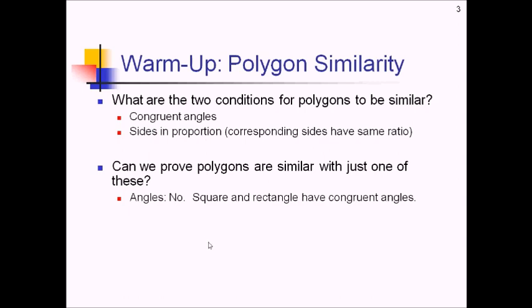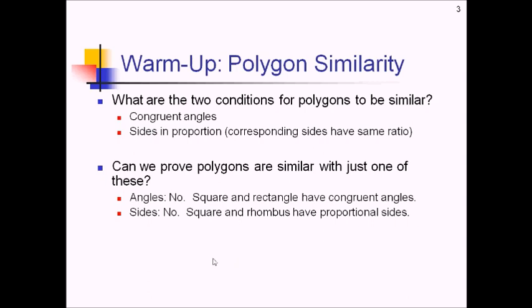Well, that isn't going to do it either, because a square and a rhombus have proportional sides. I mean, all the sides in a square are the same, all the sides in a rhombus are the same, so they're going to be proportional, but they don't always have the same shape, the same angles. So you need both of these to prove most polygons are similar.